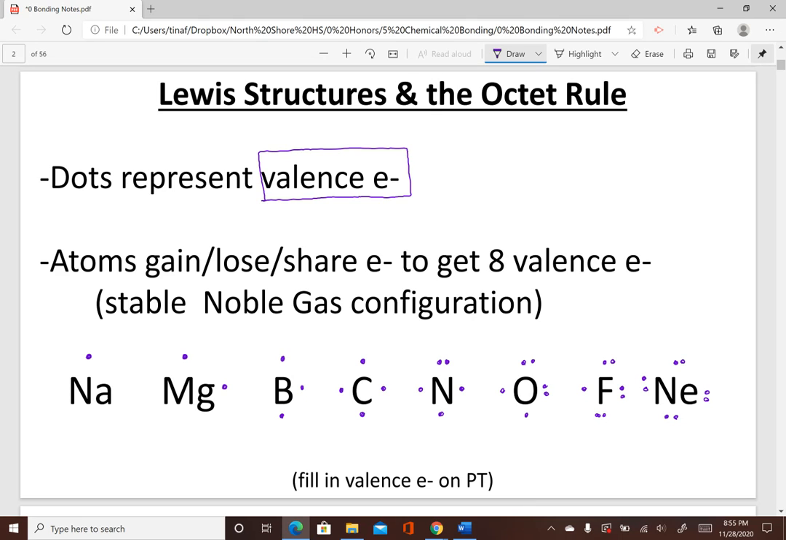Okay. So now, guys, neon is a noble gas, and our noble gases have 8 valence electrons, which means that they are stable.